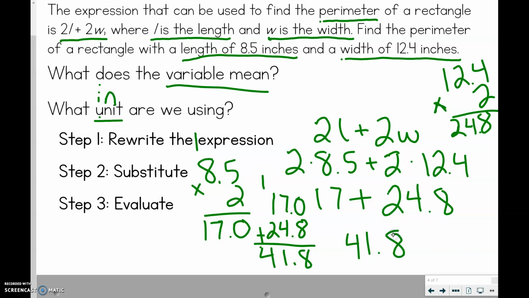So we end up with 41.8. Really important to include labels. Remember we talked about the units were inches, so we're going to put IN, or you can write out inches. So that would be your answer. So make sure that work is somewhere that you can look back to it if you need to.